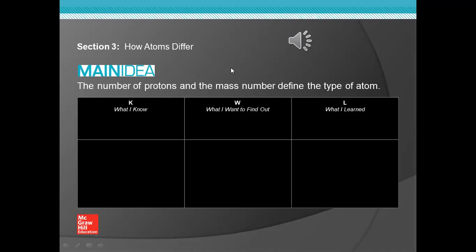So any atom will differ in the atomic number and mass number. Okay, any atom will differ in its atomic number from another atom.